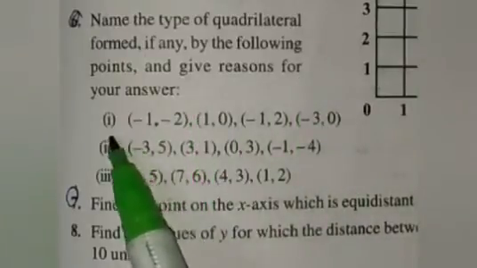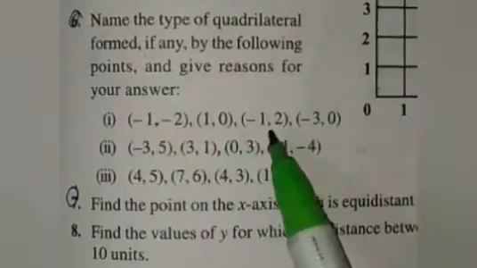Hello students, today we will solve question number 6 to 10 of exercise 7.1. In question number 6, name the type of quadrilateral formed, if any, by the following points and give reasons for your answer. In part 1, the points are (-1, -2), (1, 0), (-1, 2), (-3, 0).